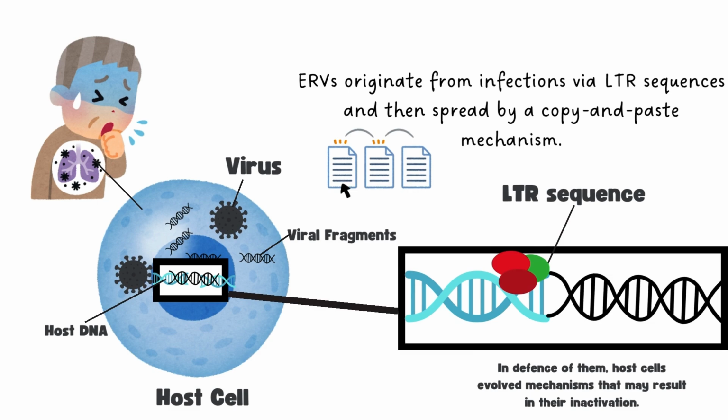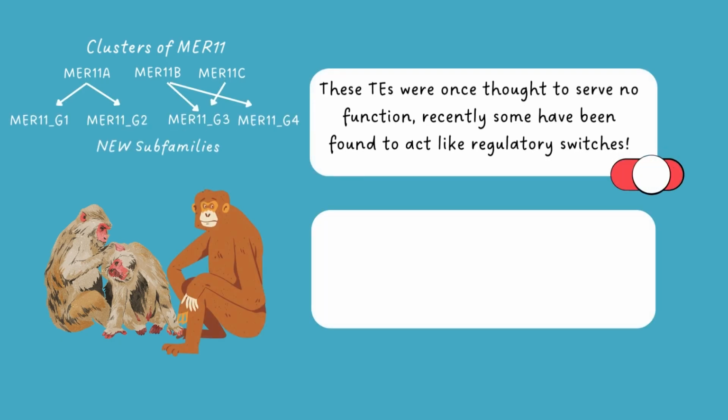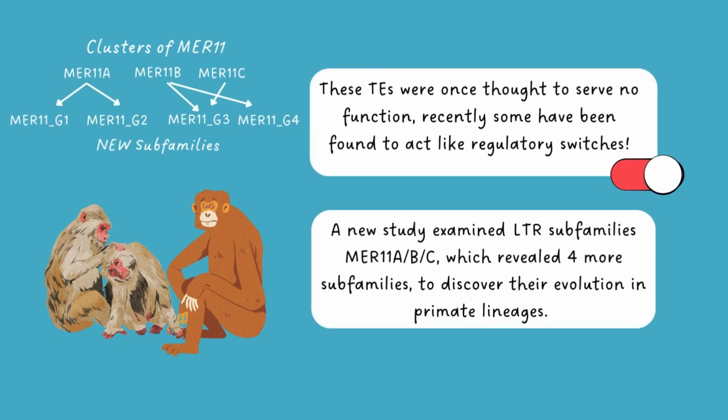ERVs originate from infections where the viral fragments interact with host transcription factors via LTR sequences and are then spread by a copy and paste mechanism throughout the genome. These TEs were once thought to serve no function. Recently, some have been found to act like regulatory switches.